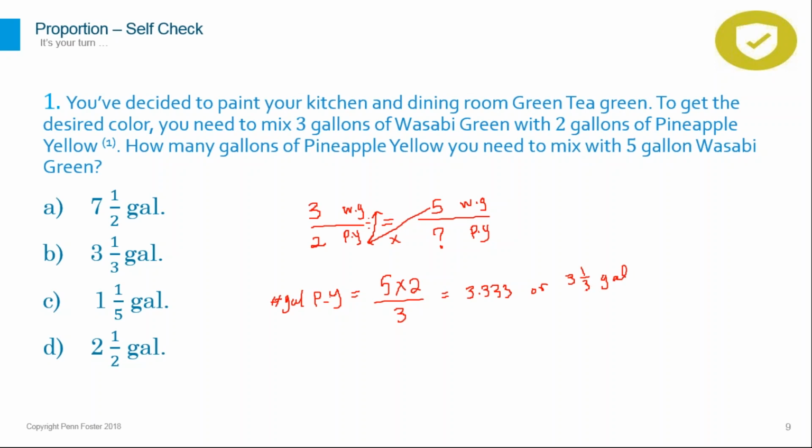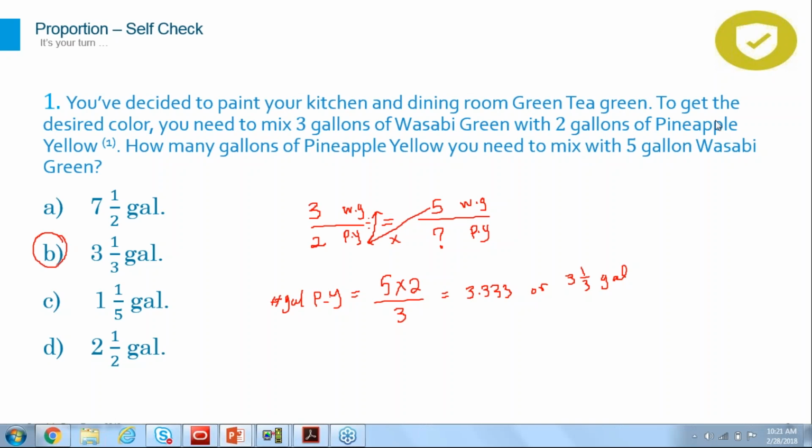So the answer is that you need 3 gallons and 1/3 of a gallon from the pineapple yellow to mix with the 5 gallons of wasabi green to arrive at the right shade of the color that you want, the green tea green. Any questions? Anything that wasn't clear or didn't make sense to you?